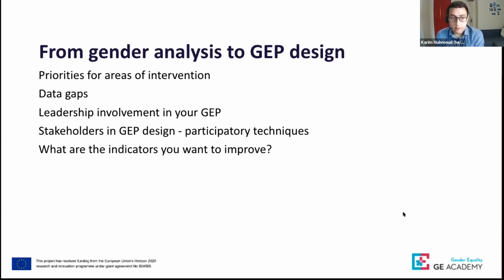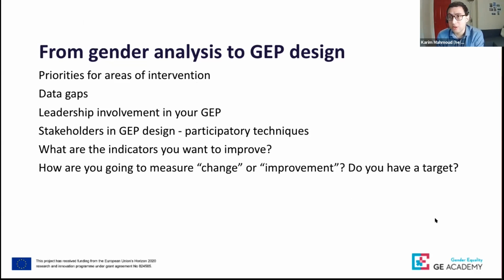Then there's the question of what are the indicators that you want to improve? And that goes back to what I started with about the priority areas. So which indicators do you want to improve, and how are you going to measure that improvement? Do you have a target? So that's really important as well. And we'll talk about that in more detail as we think about SMART objectives.